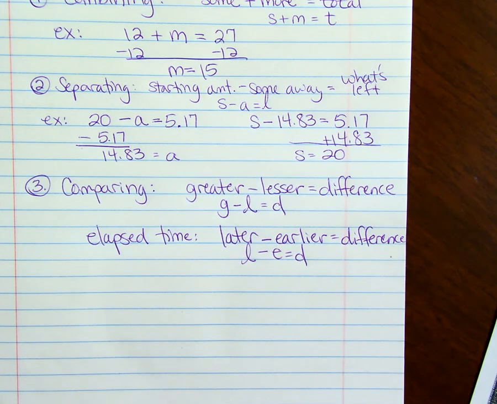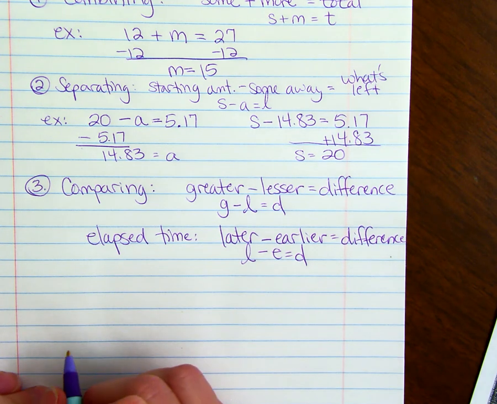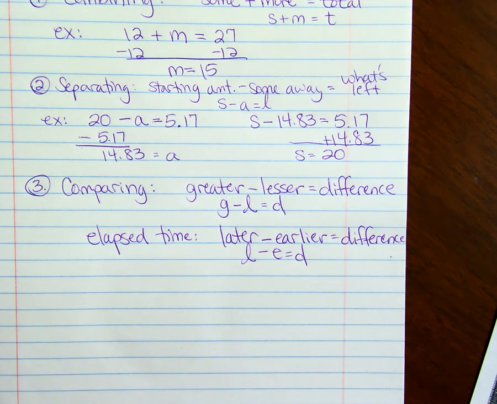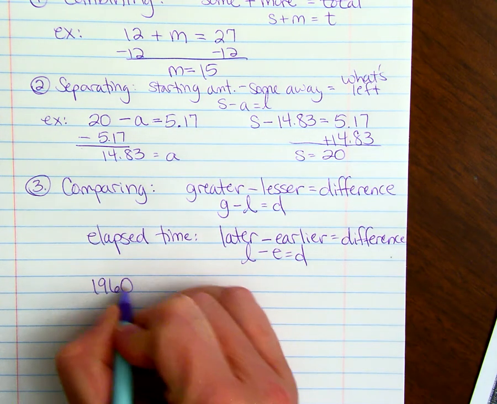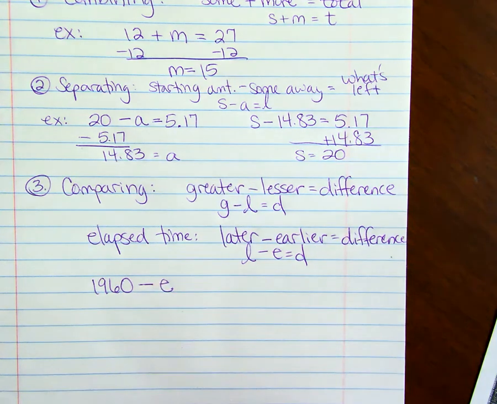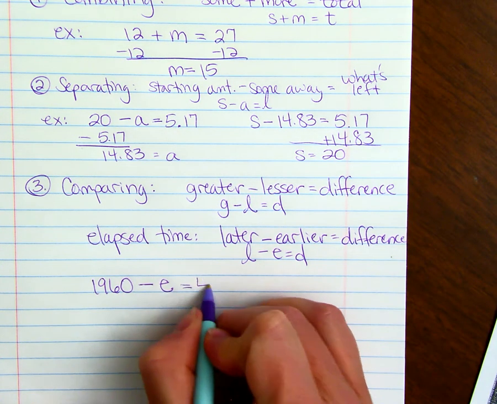So an example would be my great-grandpa died at 43 in 1960. What year was he born? Okay, so that's an elapsed time problem. Somebody died in 1960 and he was 43 years old. What year was he born? So you take the later time, would be when he died, that's later, 1960, minus the time he was born, which we don't know, equals his age, which is 43.